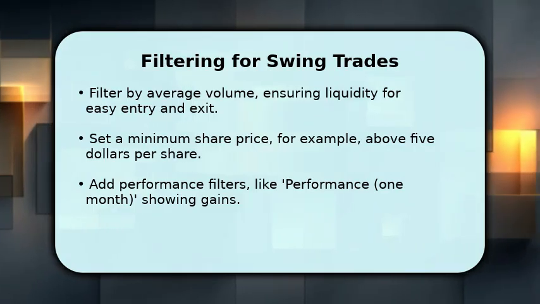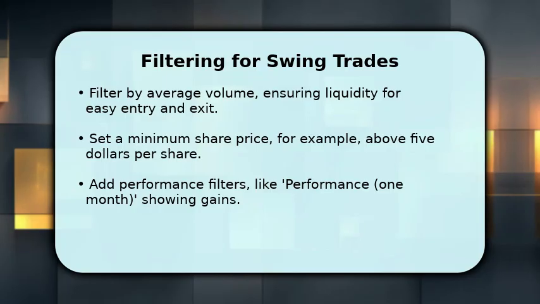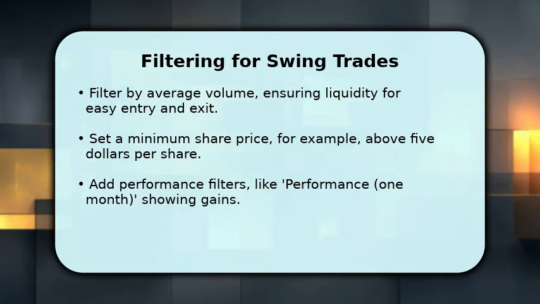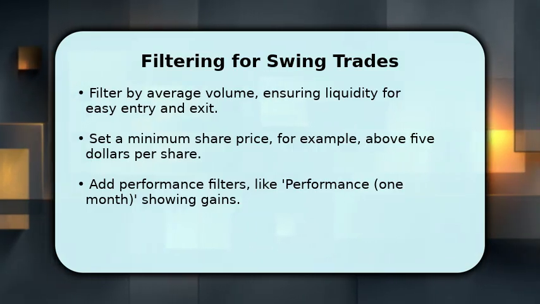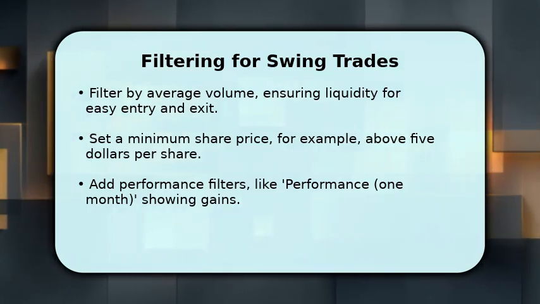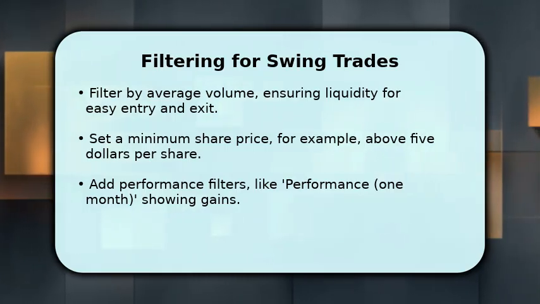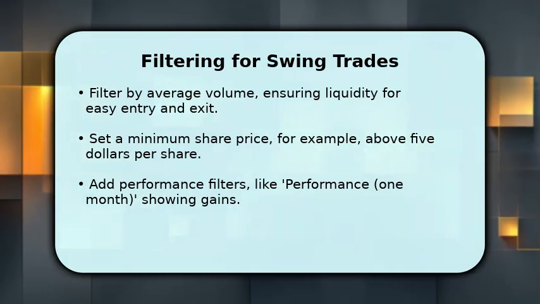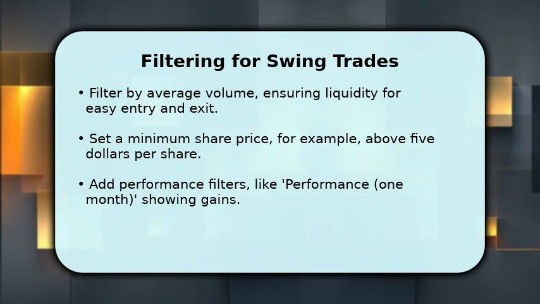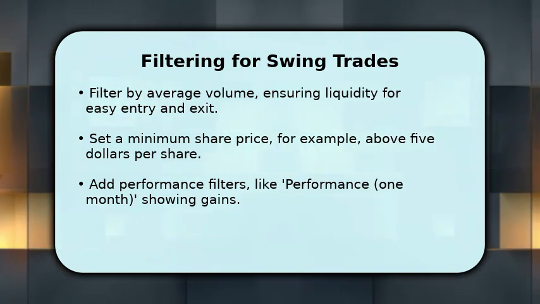It's crucial to filter by average volume, aiming for stocks with at least 500,000 shares traded daily to ensure good liquidity. Set a minimum share price, perhaps above $5, to avoid penny stocks. You can also add performance filters, looking for stocks that have shown positive movement over the last 1 month. Additionally, consider using relative volume to spot stocks with unusually high trading interest.